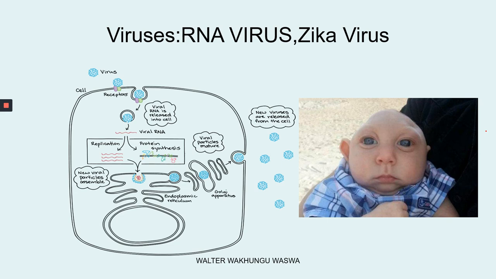So you realize that there is replication of the RNA, the genome of the virus, and protein synthesis, where the protein in this case is the capsid. The capsid is proteinous in nature, so it needs to be synthesized as well. Once the genome of the virus, which is RNA, has replicated, it is assembled together with the protein and then escorted outside through the host cell mechanism, that is the endoplasmic reticulum and the Golgi apparatus.